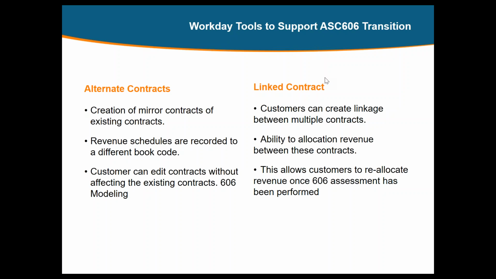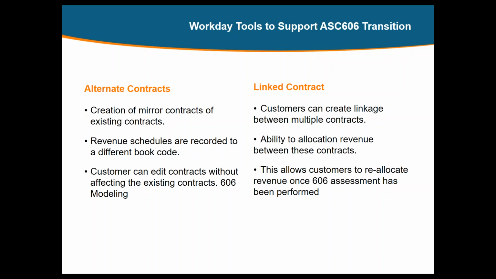So we actually offer two solutions to different types of 606 transition plans that customers may have. The first one is what we call alternate contracts, which actually creates mirror contracts of existing contracts on Workday. This allows customers to remodel their existing revenue schedules to see the difference between the 606 and 605 transition. And they could actually edit these contracts without having to affect their common books with their GL. So this is quite a flexible tool for customers to use during this time.